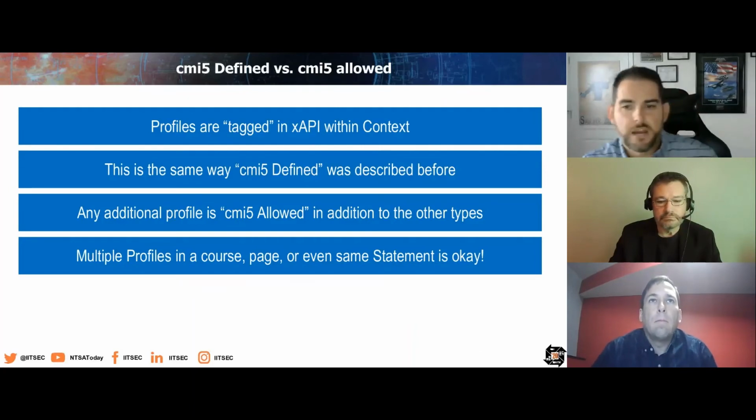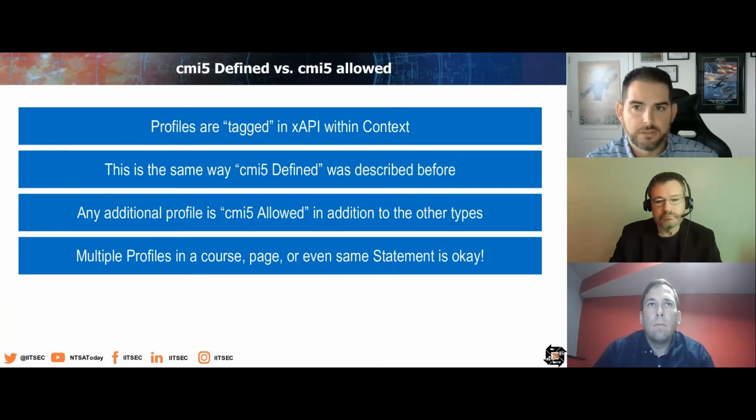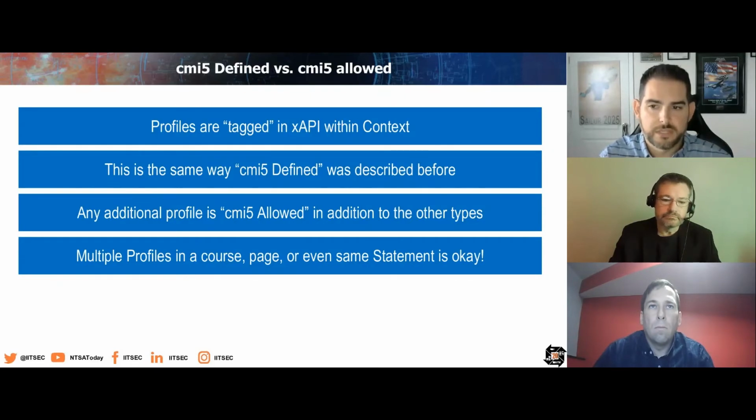So now that we've dived into using profiles within a CMI5 AU, I think it's important to revisit CMI5 defined versus CMI5 allowed. And remember the things that are on this slide. Profiles are tagged within an xAPI context. This is the same way that it worked, and we've gone through this quite a bit. But when you're nesting profiles, there's an inherited quality that stems from the CMI5 defined to CMI5 allowed relationship. It should be considered in all the work.